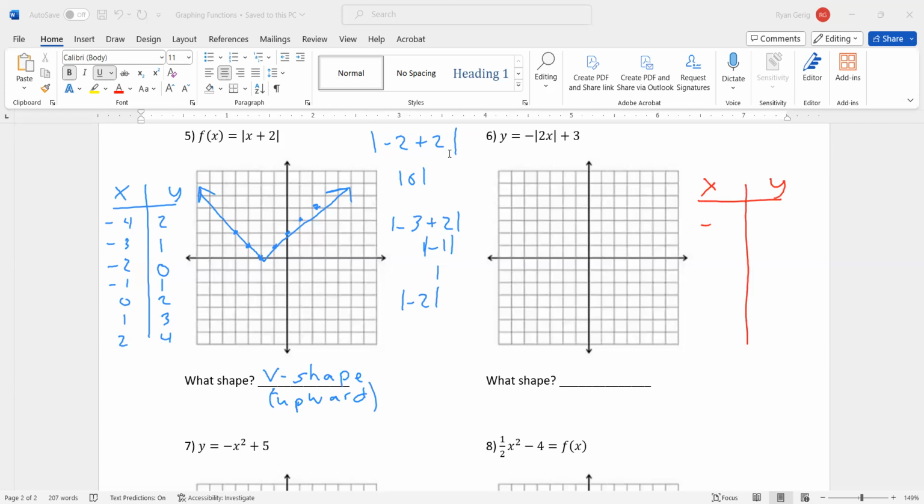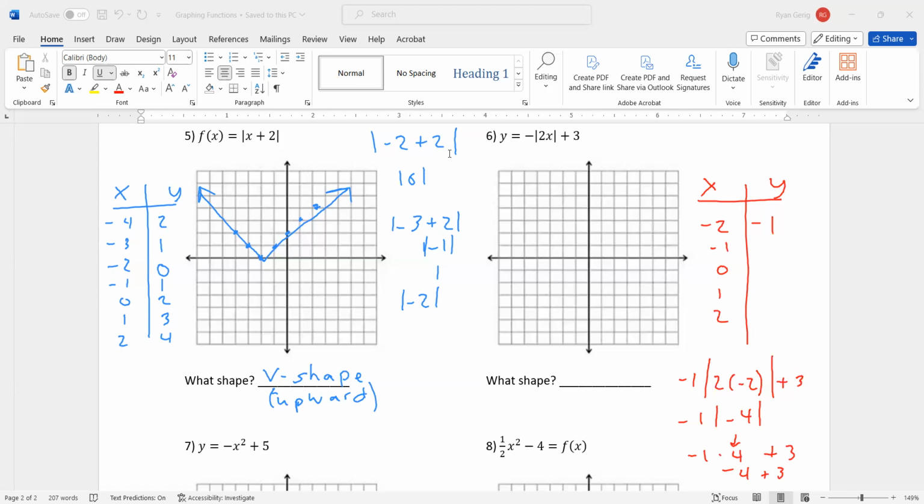No fractions here, so I'm going to use -2, -1, 0, 1, and 2. It's going to take a little work here, so that negative in front is like a -1, but you don't times that until you do the absolute value part. So 2 times -2 is -4. The absolute value of -4 is +4. You have to do that first. -1 times +4 is -4. And then you add the 3, which gives you -1.